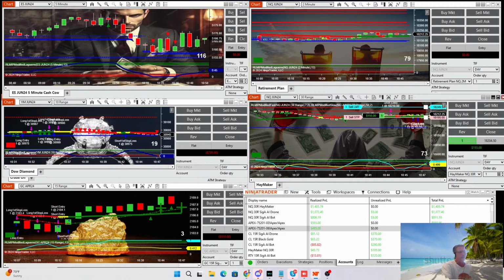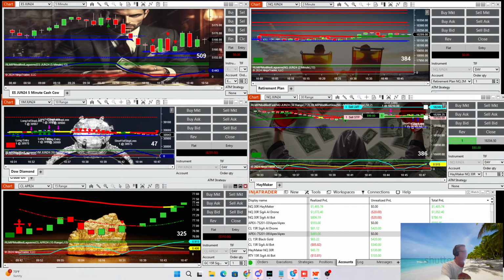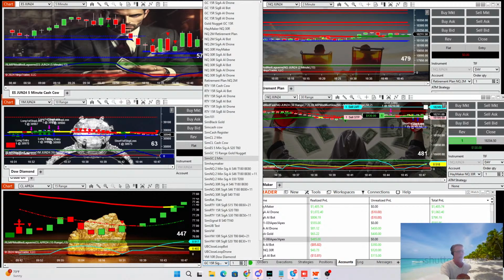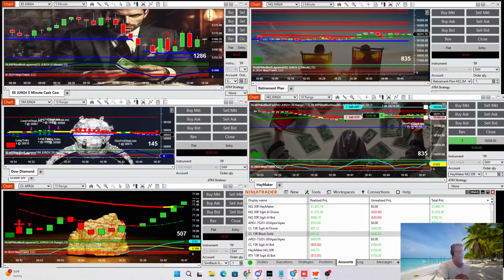We're in several on our crude oil, which I don't have up. Let's shift it over to crude oil because I don't see gold in anything. And we'll put it on one of these crude oil accounts, the black gold. CL 15 range, black gold.